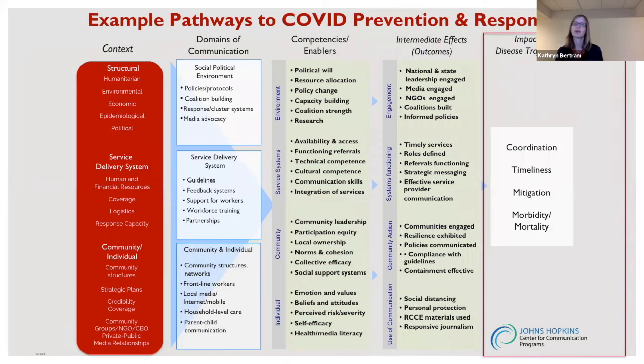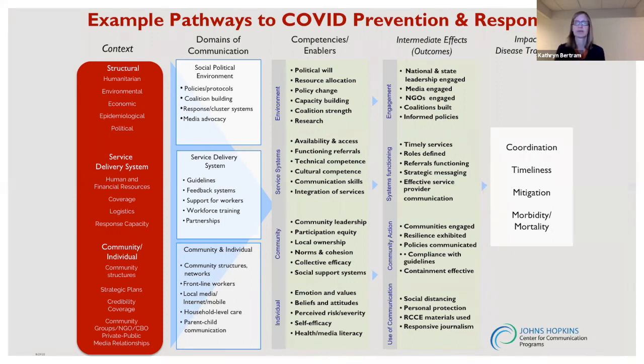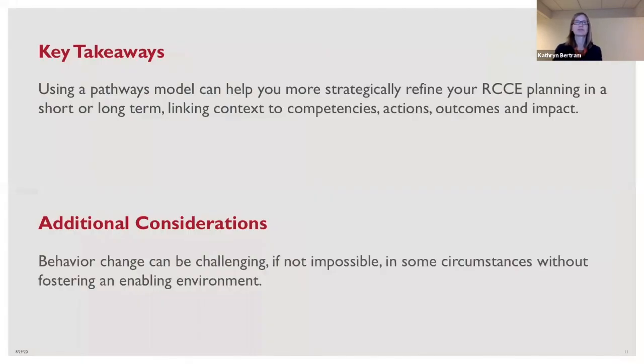So for impact, again, in this case, these are the population level outcomes related to responsiveness and impact on COVID-19. So that may be increased coordination. It may mean timeliness of services or community mitigation and reduced morbidity and mortality. So key takeaways for this session.